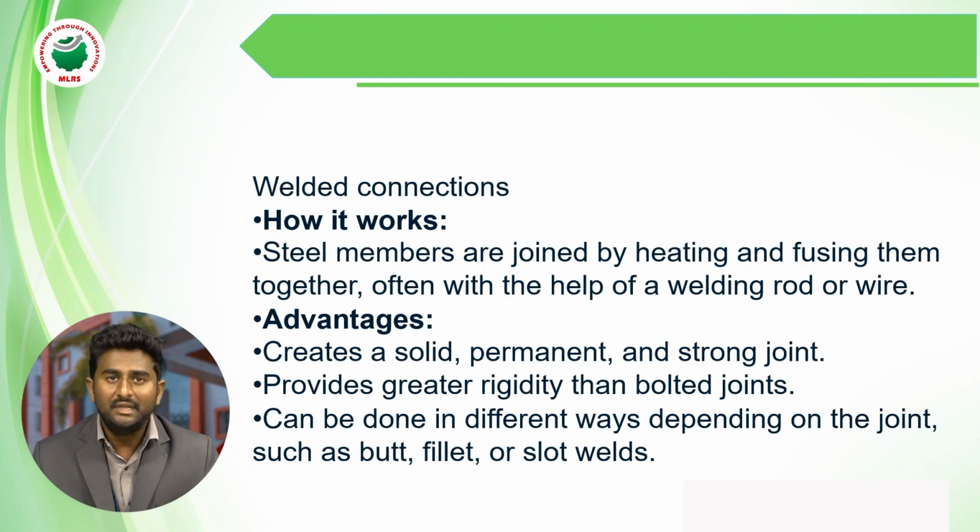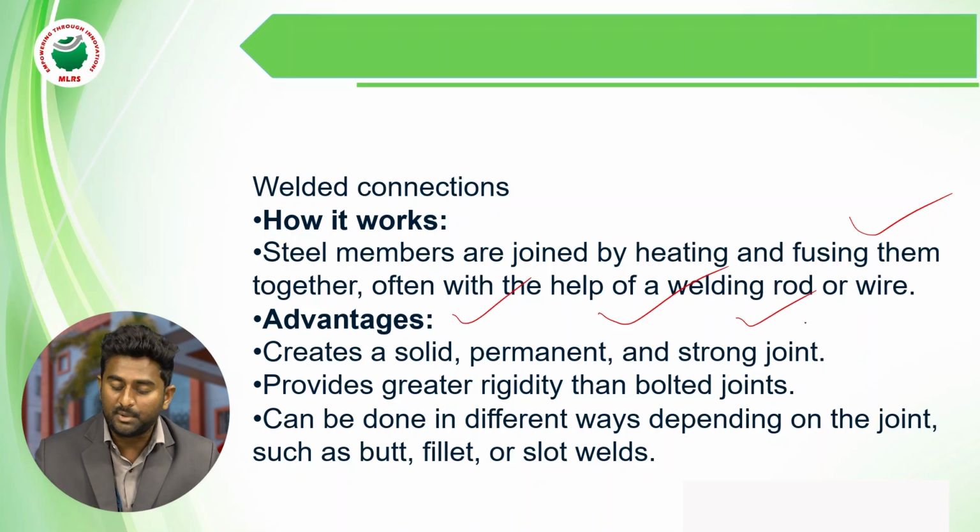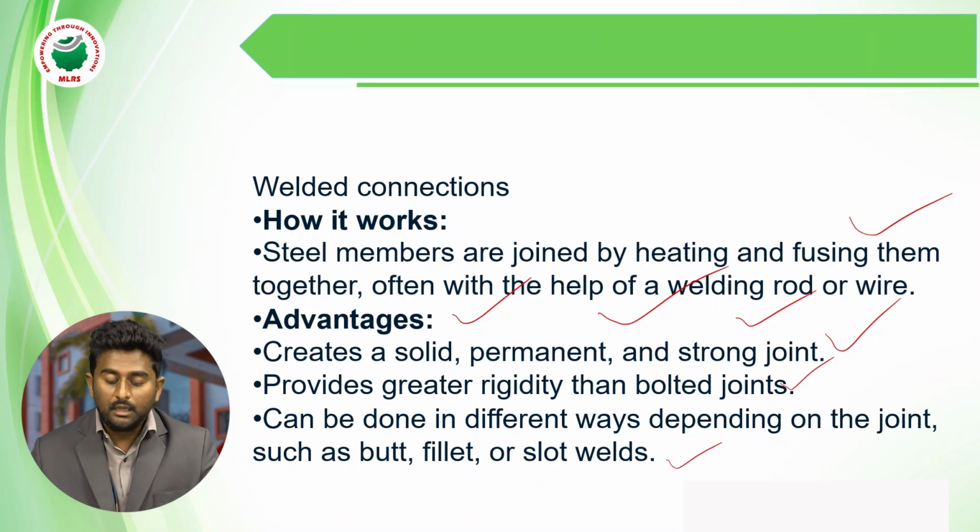Welded connections. How do they work? Steel members are joined by heating and fusing a steel rod to join one steel structure to another steel structure. It can be very strong with the help of welding. What are the advantages of welding? First, it creates a solid, permanent, strong joint. Second, it provides greater rigidity than bolt joints. Third, it can be done in different ways depending on the joint, such as butt weld, fillet weld and slot weld.